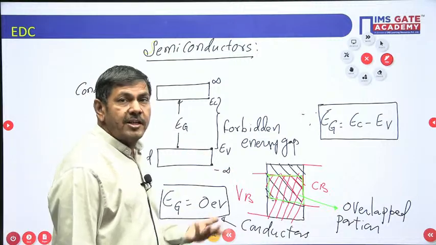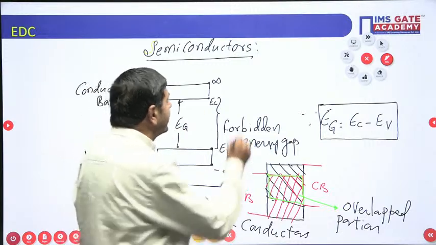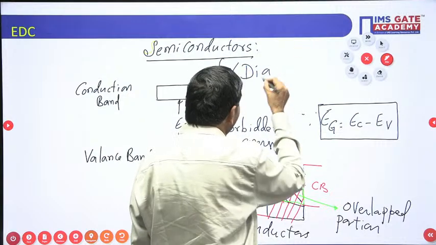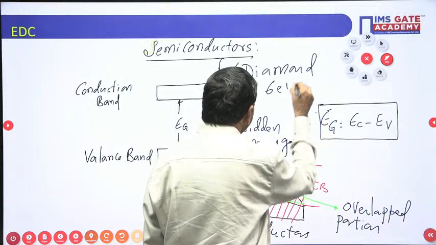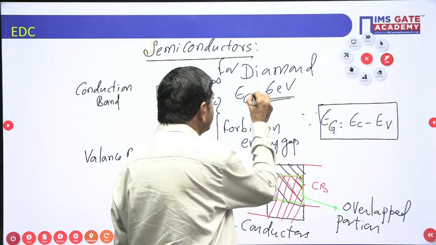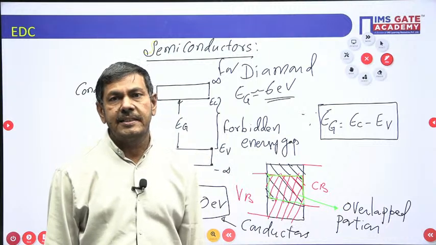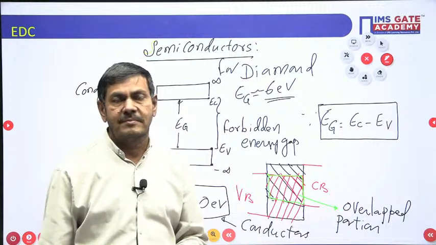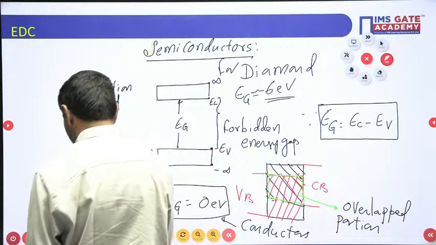But mostly in the competitive exams they ask the forbidden energy gap for the diamond. If diamond is taken, you can put directly for diamond, an insulator, 6 electron volts possible. The forbidden energy gap is approximately that. But if you have taken a semiconducting material, there we cannot find a large gap. Very less gap you can find. I can put the diagram like this.